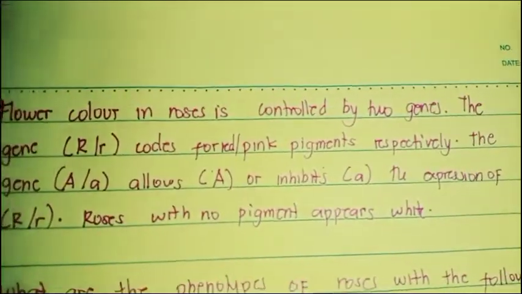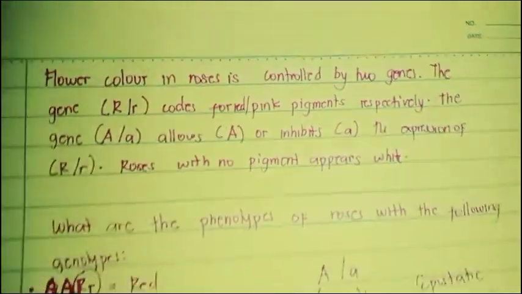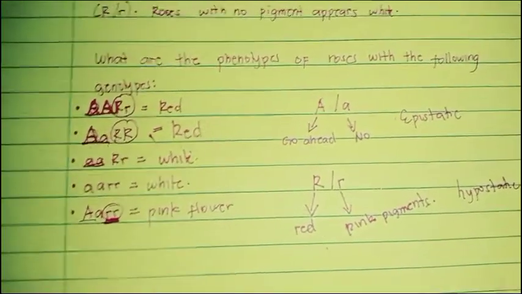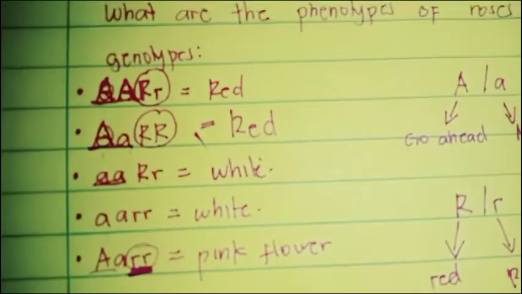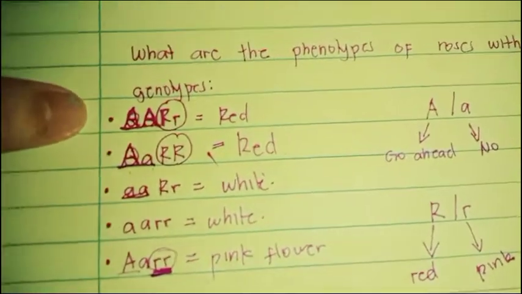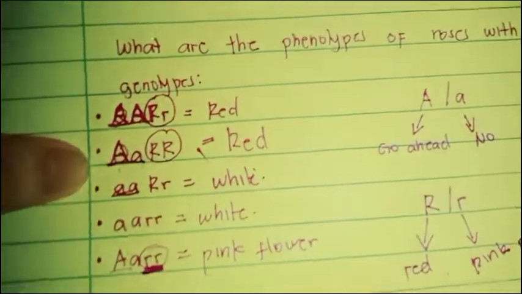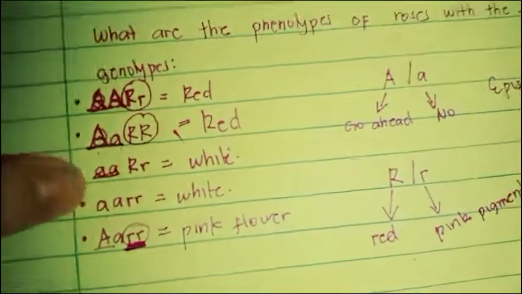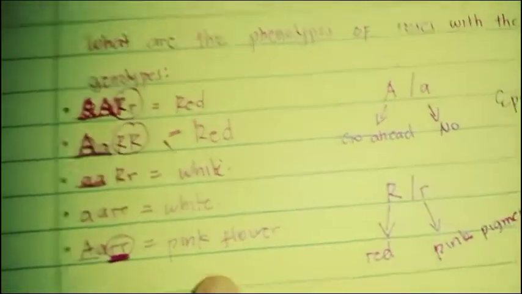So that's how we explain this problem, and these are our answers to the phenotypes of roses with the following genotypes. Again, we get a red flower, white pigment flower, white flower, and pink pigment flower.